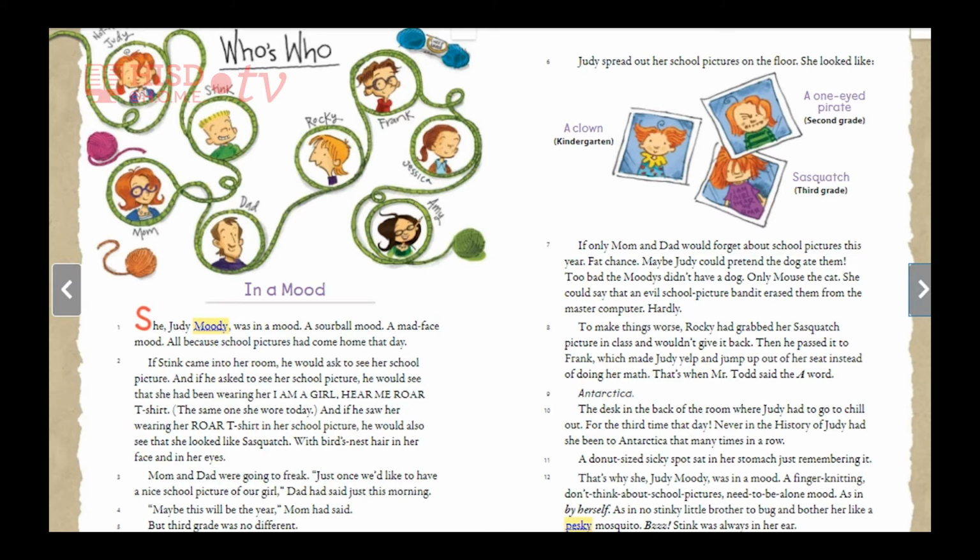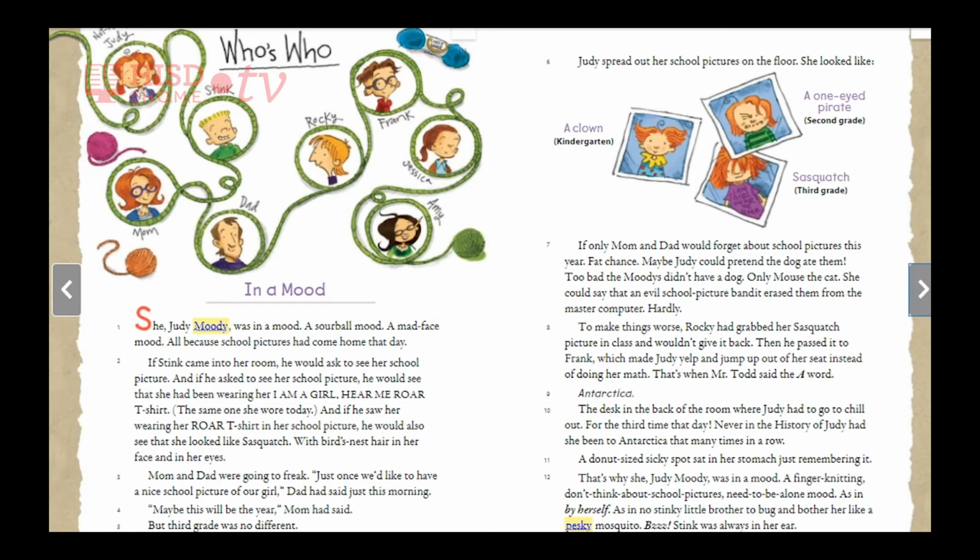If Stink came into her room, he would ask to see her school pictures. And if he asked to see her school picture, he would see that she had been wearing her I Am a Girl, Hear Me Roar t-shirt, the same one she wore today. And if he saw her wearing her Roar t-shirt in her school picture, he would also see that she looked like a Sasquatch, with bird's nest hair in her face and in her eyes. Mom and Dad were going to freak.